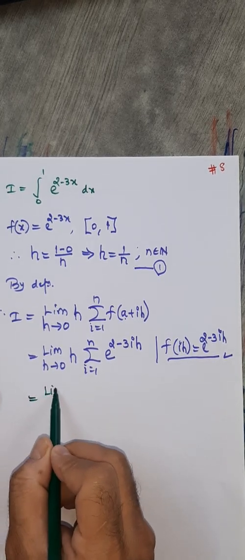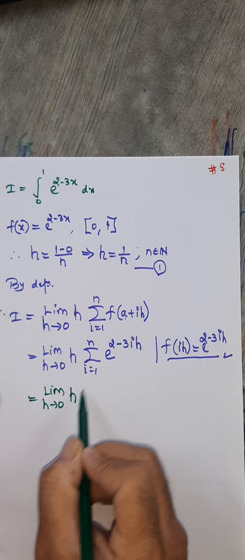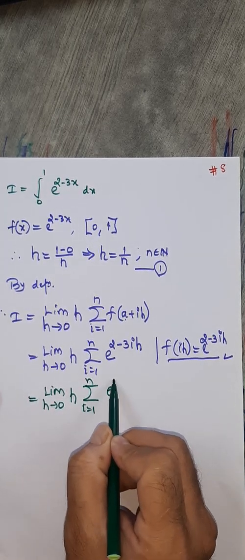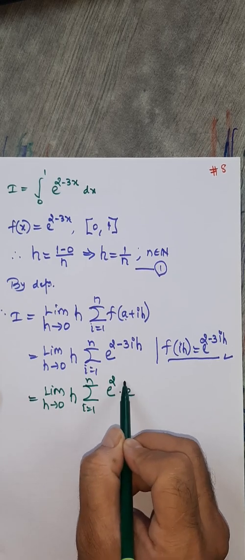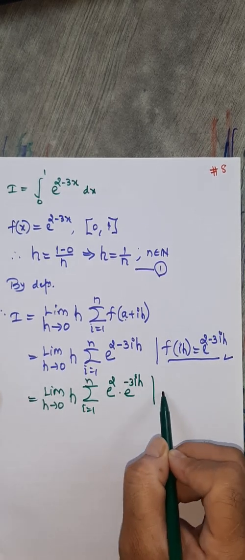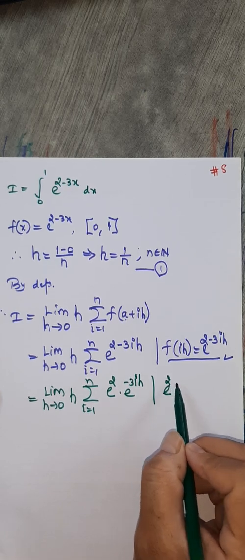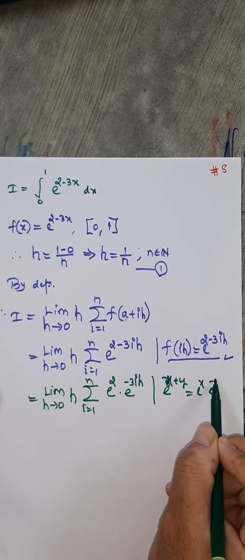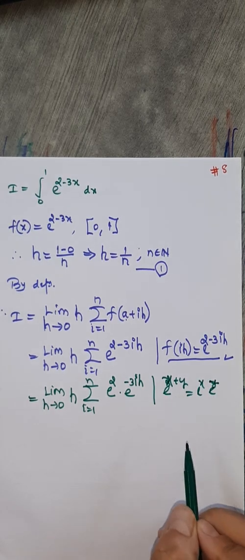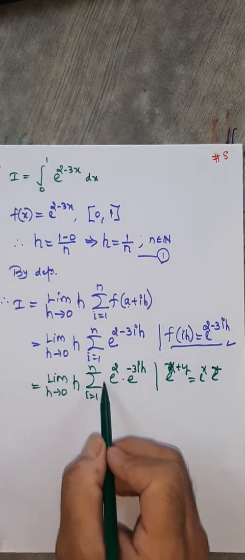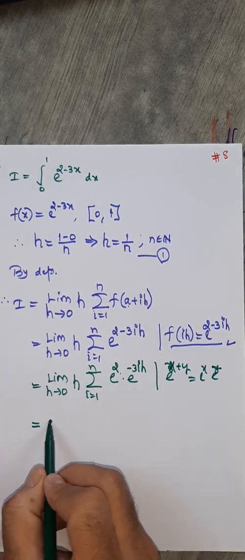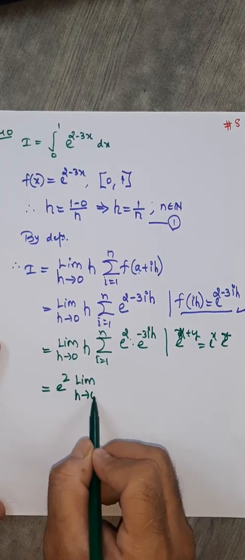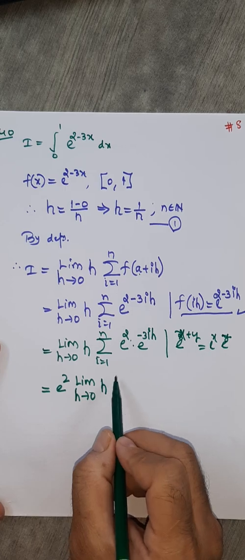Now we split this, i runs from 1 to n. This is e raised to 2 into e raised to minus 3ih. This is a property of exponents, e raised to x plus y is e raised to x into e raised to y. Right? That you have used. Now this is constant, so I'll keep it outside the limit, e square, remember. Limit h tends to 0, h as it is.